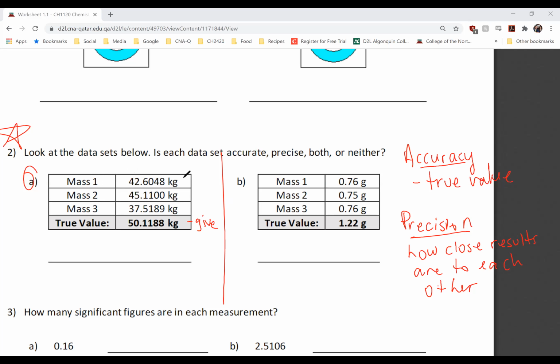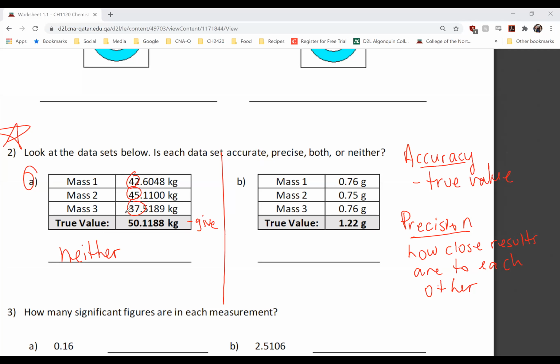The first time I weigh it, I'm getting 42. Then I get 45. Then I get 37. This is horrible, right? This is not what you want to see. Imagine if you're weighing yourself, and you know you weigh 50 or 60 kilograms, 70 kilograms, whatever. But every time you step on the scale, it's saying 42, and then 37, and then 45. You know that's not good. So the answer to A is neither, meaning it's not accurate, not precise.